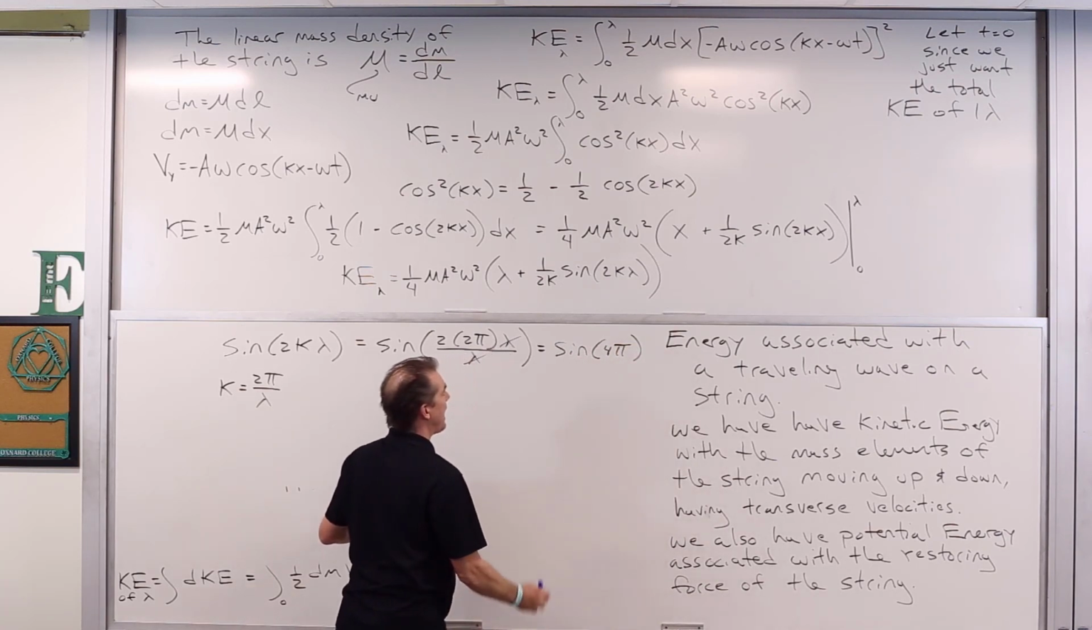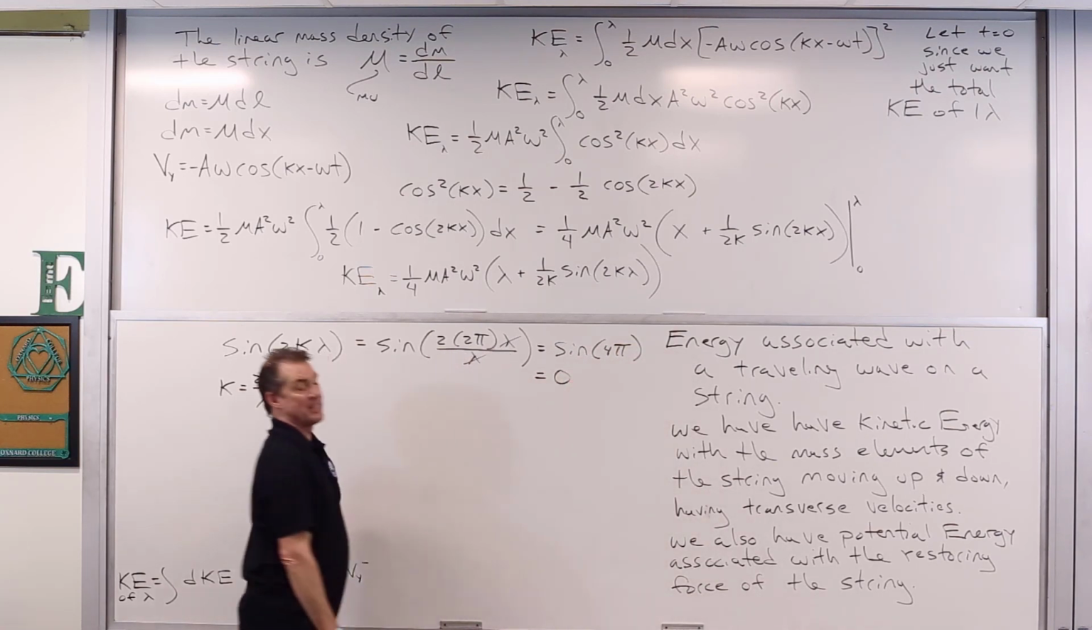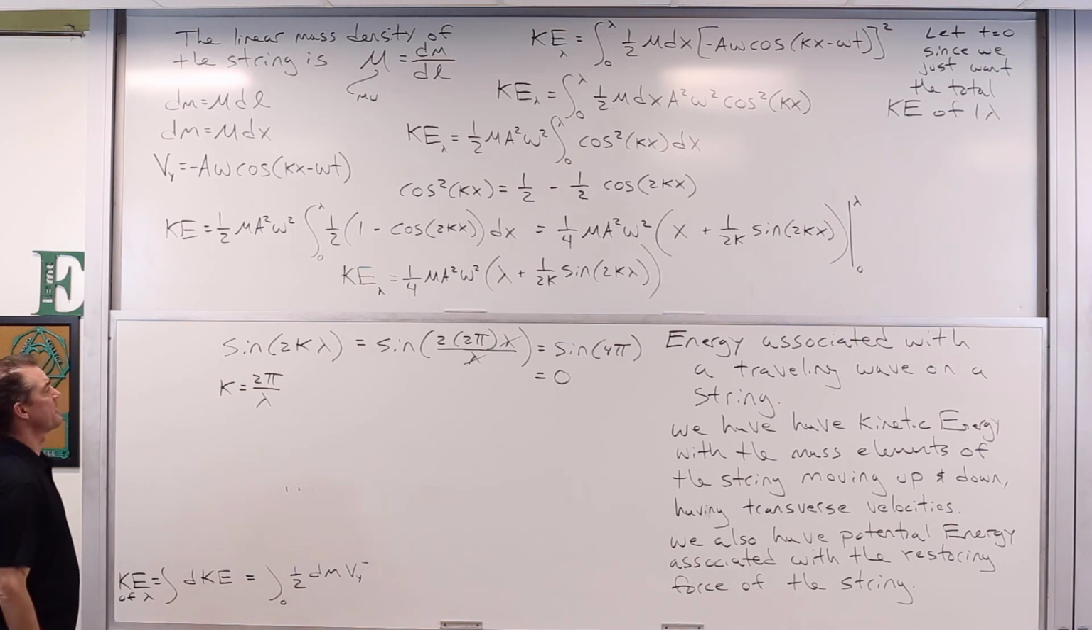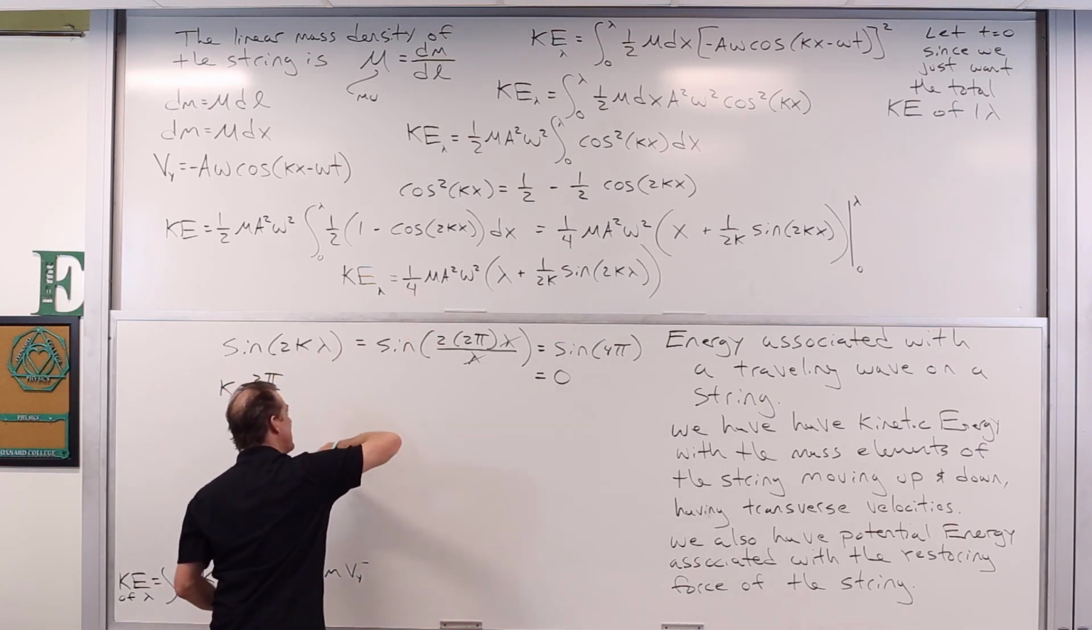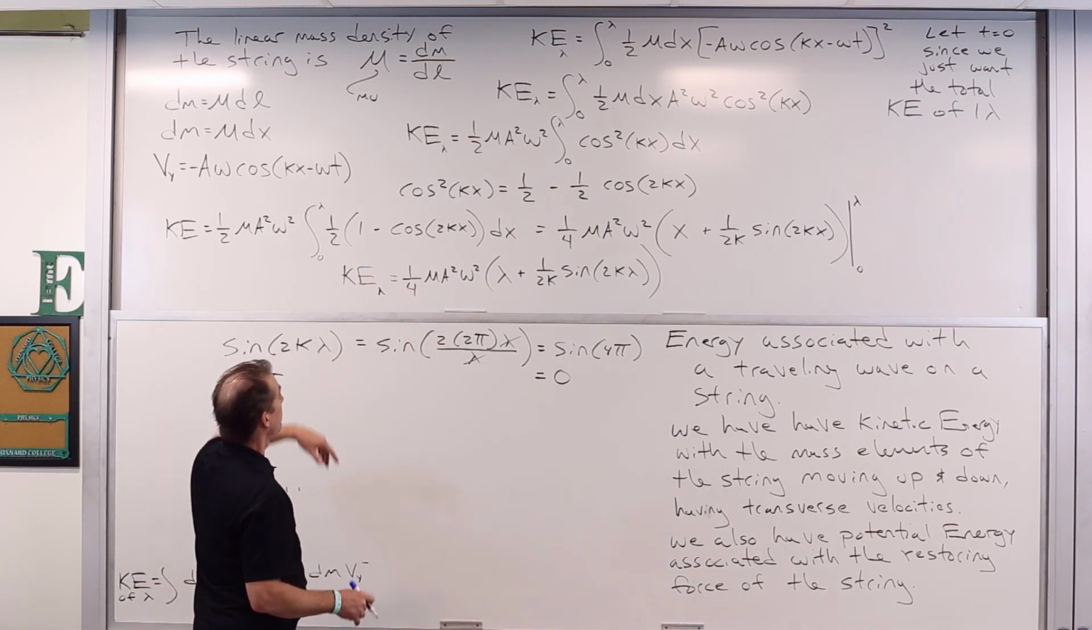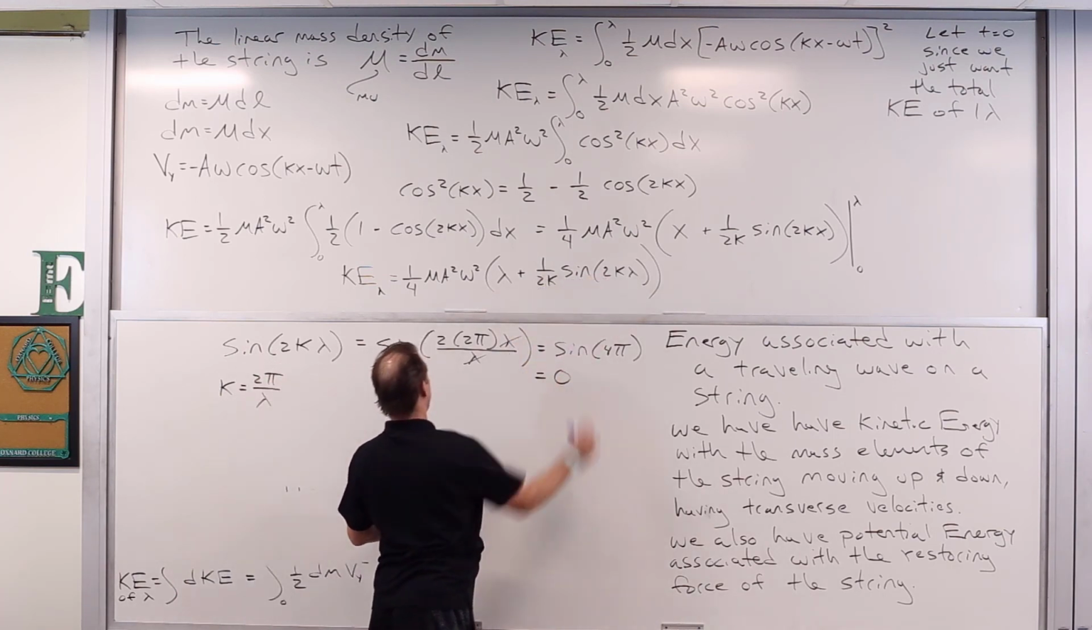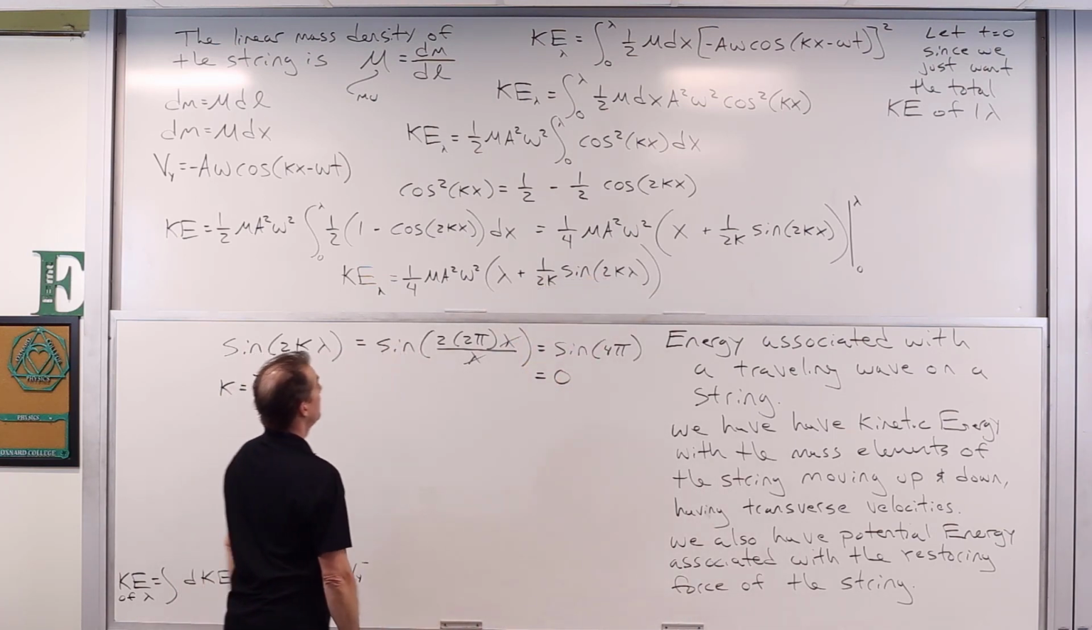What's the sine of 4 pi? That's right, that is equal to 0. That term does nothing for us. It doesn't matter whether it's plus or minus, but anyways, it's plus. Anyways, this term vanishes over our limits of integration.